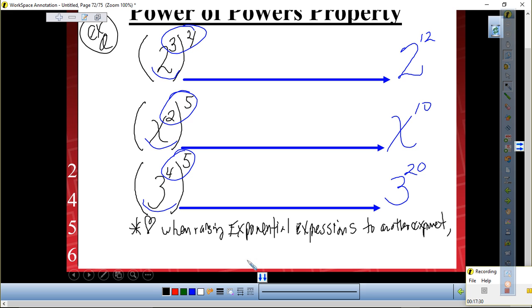what do we do? You multiply what? The exponents. Thank you.